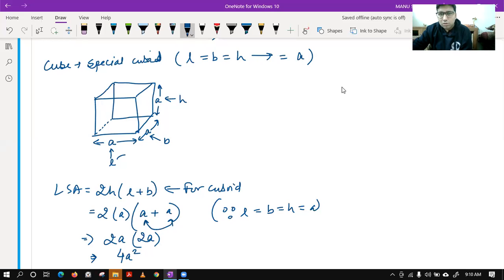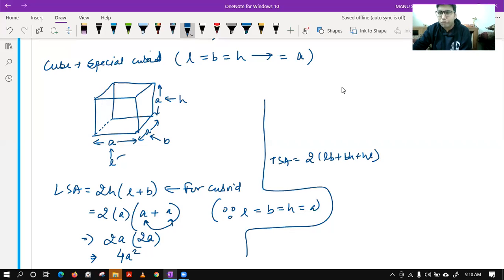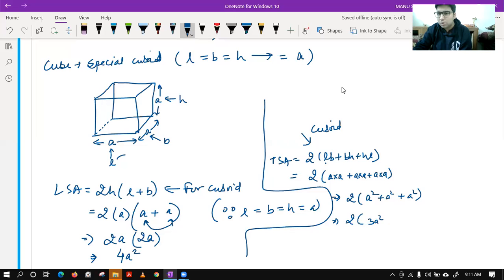Okay, now the next thing that we had done was TSA. TSA was twice LB plus BH plus HL for a cuboid. To find the TSA for a cube, we will change all these things. So A into A plus A into A plus A into A, and if you solve, you will get A square, A square, A square, and finally it becomes twice 3A square, that is 6A square.